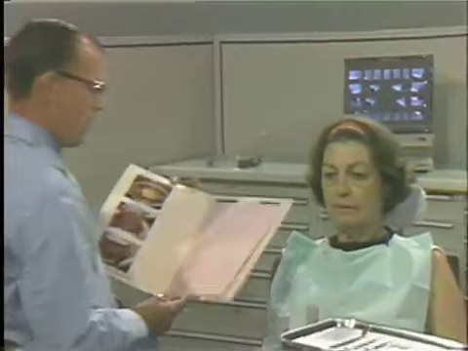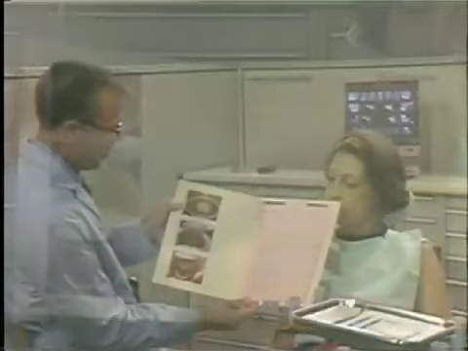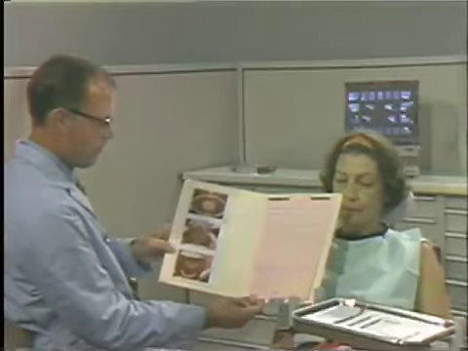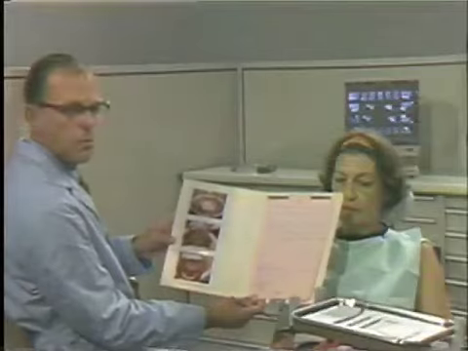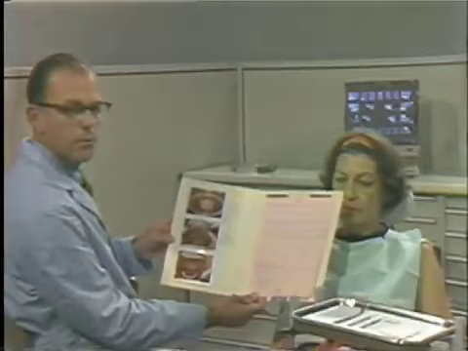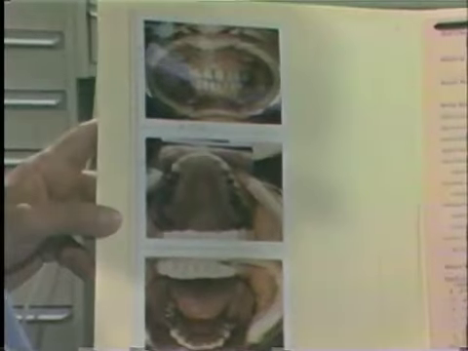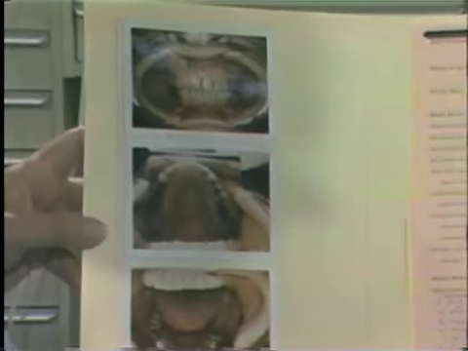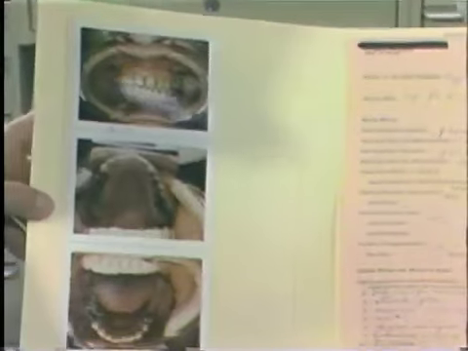This is a typical record that we use to record the findings from the history and from the examination and from additional procedures that may be done. It is supplemented by Polaroid color pictures, which have been used in recent years in lieu of a dental chart. We'll find that the Polaroid pictures are much less time-consuming and, of course, far more accurate in recording the situation in the patient's mouth.